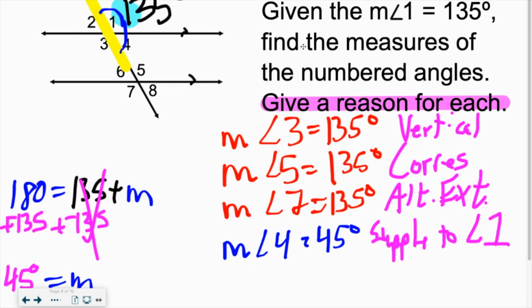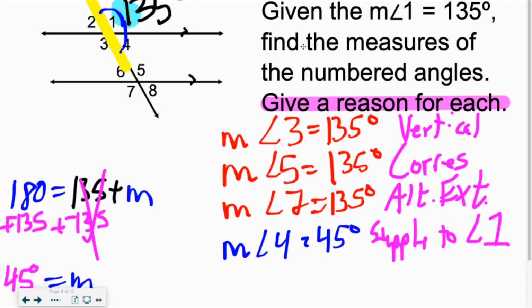Mr. Walls, alternate exterior, alternate interior, those I get because it's outside, it's inside, it's on the opposite. The other ones, I just get so confused. Then try to use as much as the alternate or whatever it is that you get. Use those, because this is not the only way to get this. The measure of angle 5 is not only by corresponding. You can figure it out other ways. Measure of angle 7 does not just have to be alternate exterior. There is more than one way to get there.